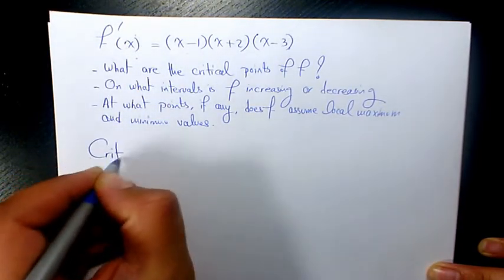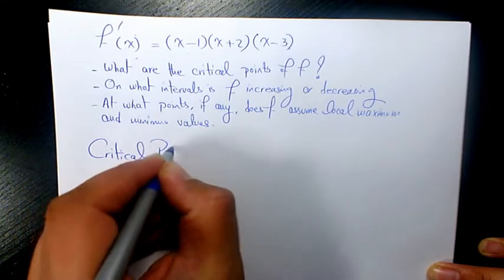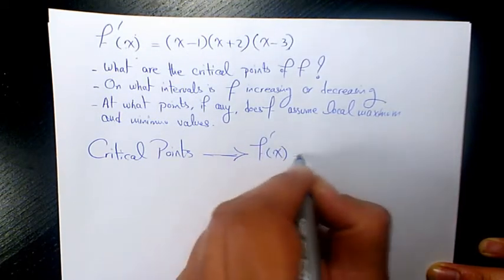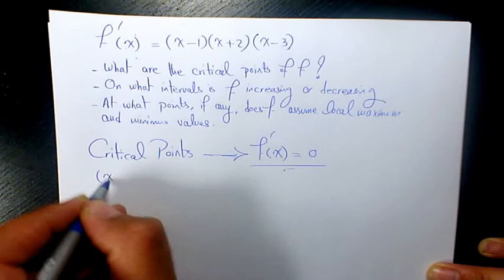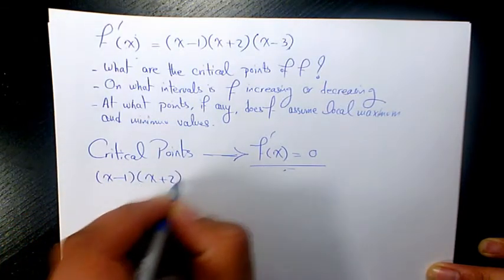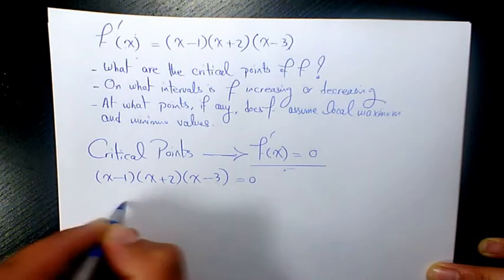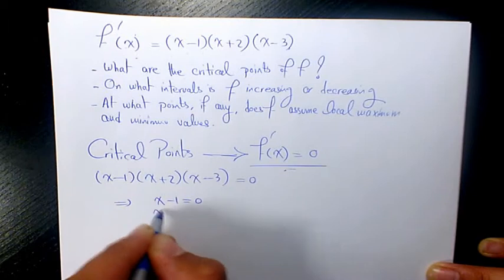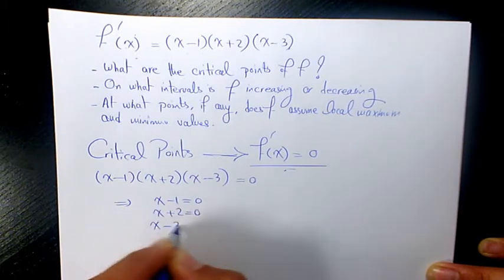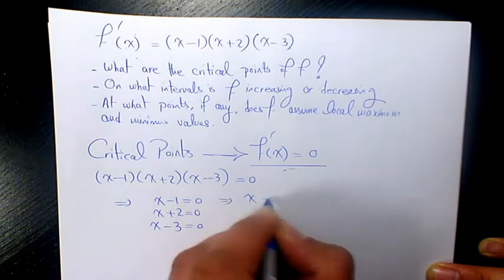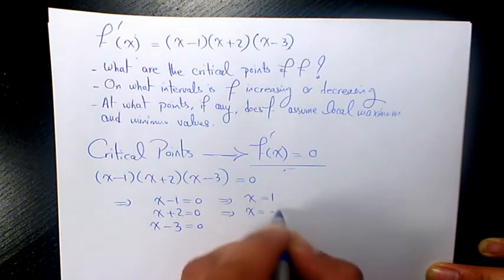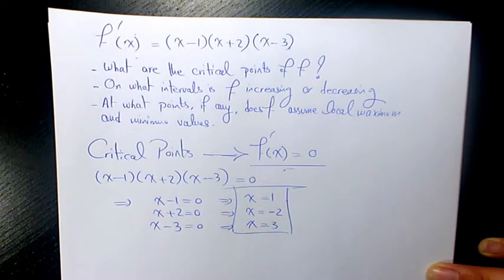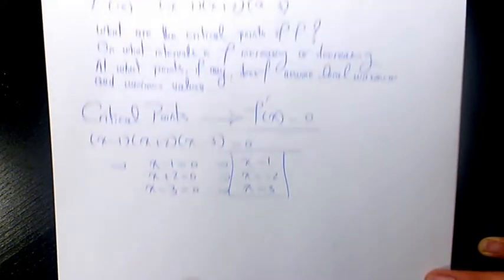Critical points are those points that make f prime equal to 0. So in this example, x minus 1 times x plus 2 times x minus 3 equals 0. When you solve it, it's going to be x minus 1 equals 0, or x plus 2 equals 0, or x minus 3 equals 0. This one gives x equals 1, this one gives x equals negative 2, and this one gives x equals 3. So we have three critical points.